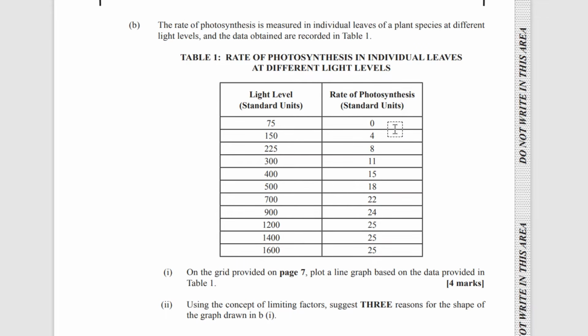Now if you just look at the numbers here, of course we're seeing that the light level is steadily increasing and the rate of photosynthesis is increasing at first, but then you'll notice that it becomes more or less constant by the end, right? That there's a kind of saturation point. So they say on the grid provided in page 7, plot a line graph based on the data provided in table 1. And they say using the concept of limiting factors, suggest 3 reasons for the shape of the graph drawn in B1. So the first thing we're going to do is look at that graph.